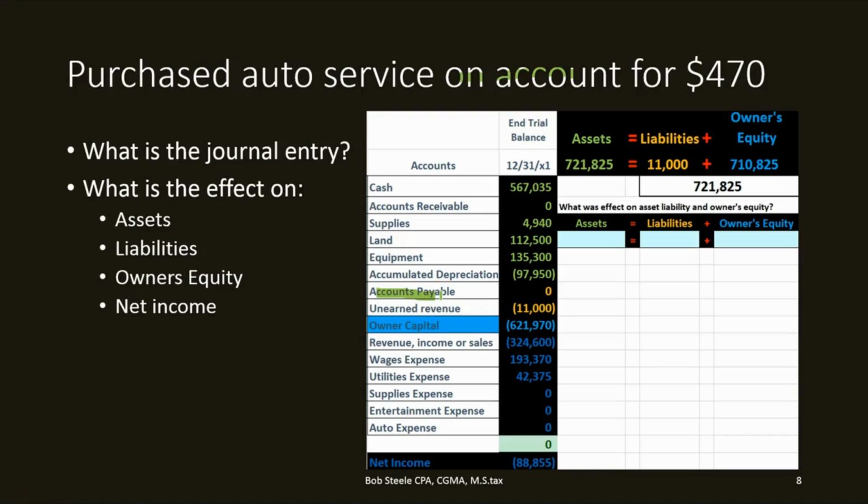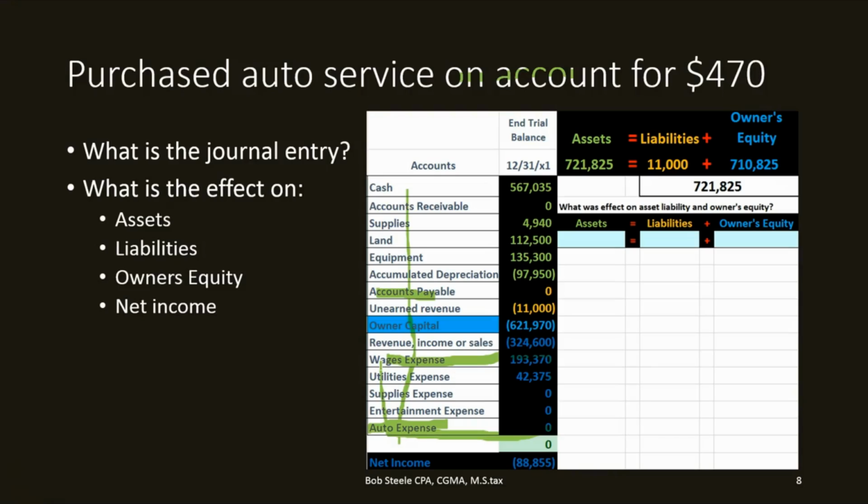So we might want to think about, well, what did we receive? In this case, we received auto service. So if we look at our accounts, we have an auto expense down here. So that's what we got. We got an auto expense. If we look at all the expense type accounts, you can see that they all have debits. They all are debited accounts. They only go up. The auto service guy doesn't pay us. They only go one way.